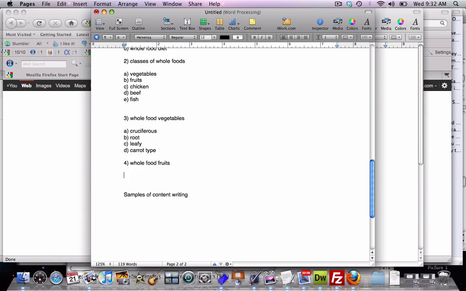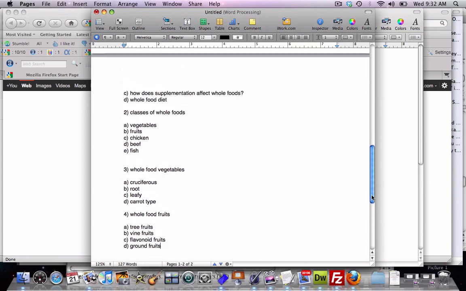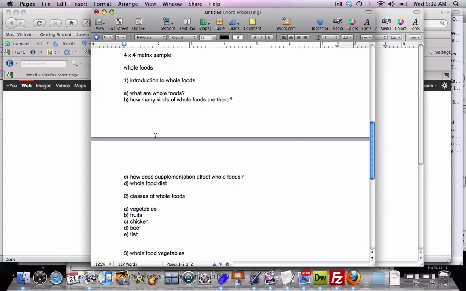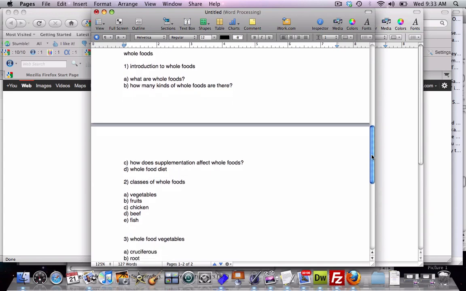And then we have whole food fruits. So we might have, again, I don't really know this, tree fruits, right? We could have vine fruits. We could have flavonoid fruits. And how about one more? What's another kind of fruit? Let's just call them ground fruits. I don't know if there are ground fruits or not, but here we have a 4x4. Actually, with 2 we have 5, but we have 4x4. We have 16 ideas here. Okay, so you do this for your niche.